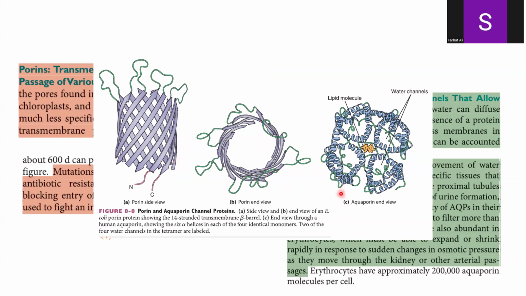So sometimes this is also called a beta barrel. Panel C shows aquaporin. In aquaporin, you can see that there are 4 cavities inside through which water molecules can be transported.